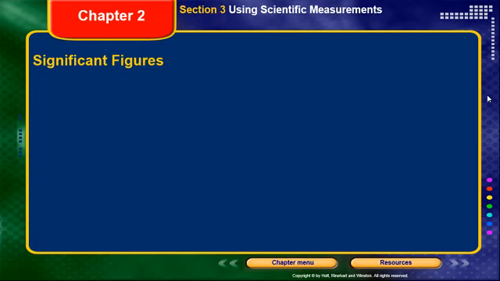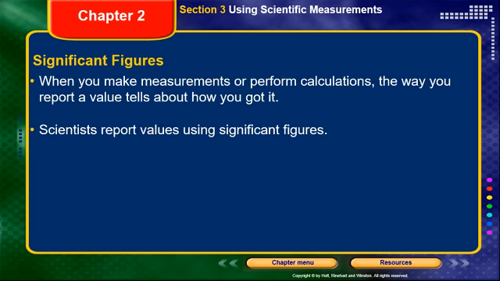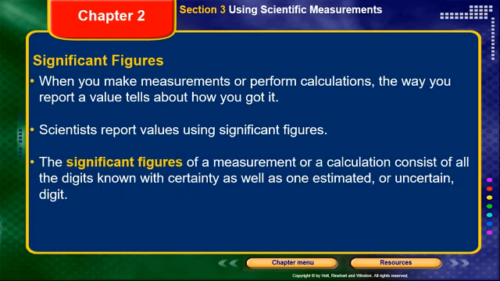Moving on to significant figures. When you make measurements or perform calculations, the way you report a value tells about how you got it. And that might not make sense to you right now, but hopefully it will over time. What you need to know is that scientists report values using something called significant figures. The significant figures of a measurement or a calculation consist of all the digits known with certainty as well as one estimated or uncertain digit.